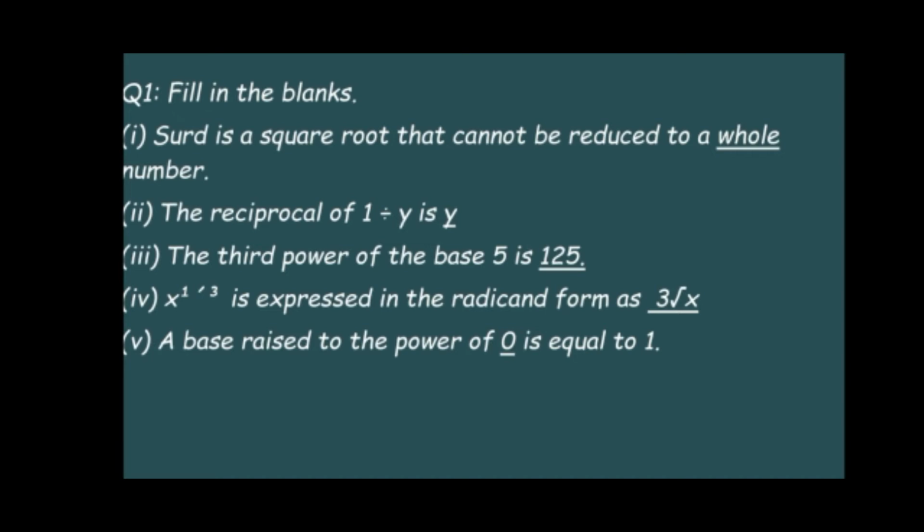Okay. Now part 2: the reciprocal of 1 by y, 1 upon y, is y upon 1. Okay. Part 3: the third power of the base 5 is the same as 5 raised to the power 3. Means we have to multiply 5 by itself 3 times and the answer is 125 of course. Part 4: x raised to the power 1 by 3 is expressed in the radical form as cube root of x. Part 5: a base raised to the power of 0 is equal to 1. Yes, this is the thing which you have to remember. Any base other than 0 raised to the power of 0 is always equal to 1.